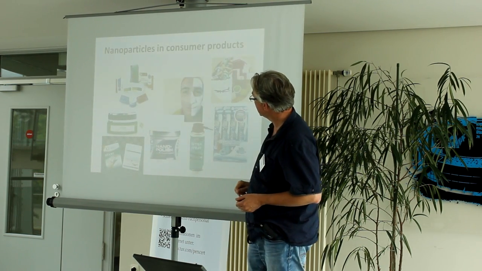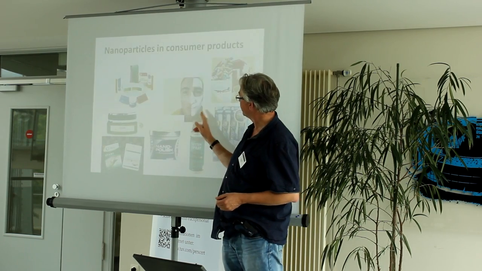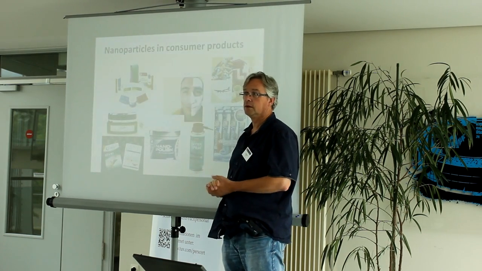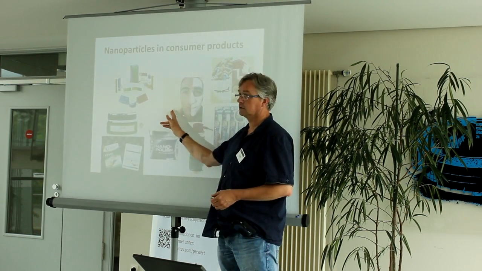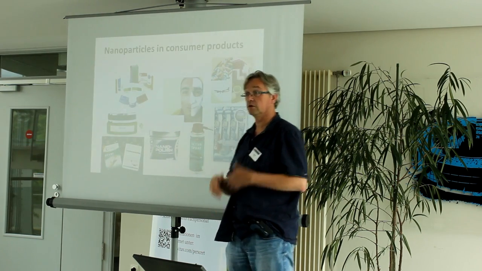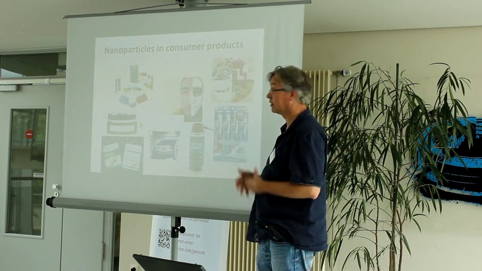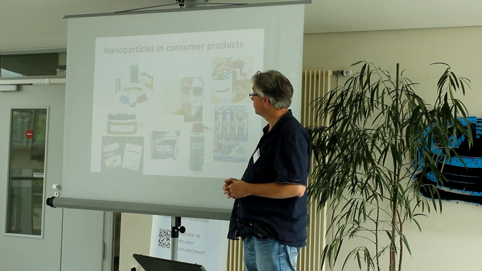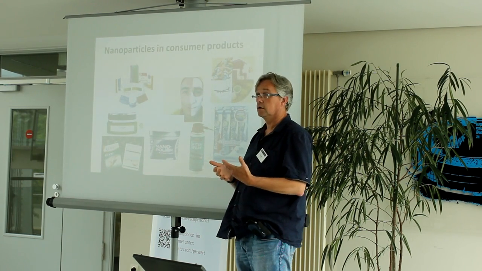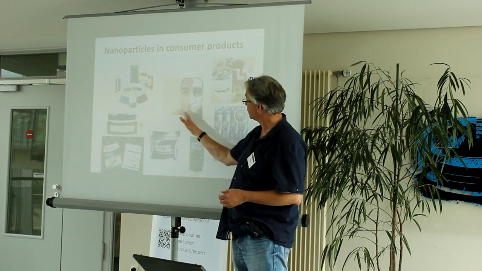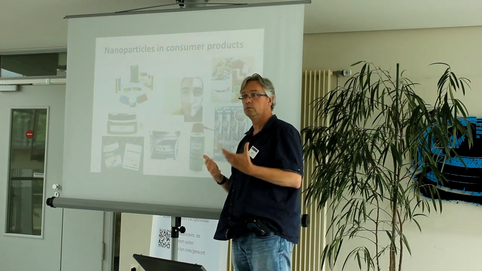Here you see a man with a half white face. This is the classical kind of sunscreen, and this is using these nanoparticles. So it's transparent, but it still will disperse ultraviolet light. So you have a sunscreen which keeps you just natural.